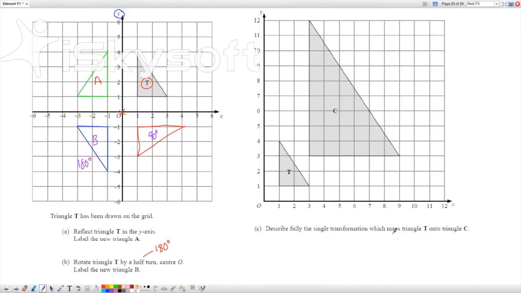We then have here an enlargement. You can see immediately that C is an enlargement here of T. There are 3 marks available. You've got to say 3 things. So first mark is for enlargement.